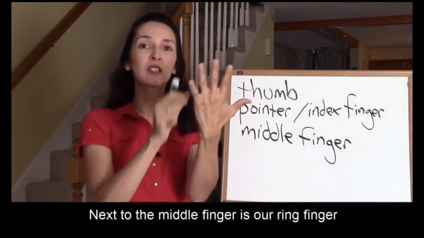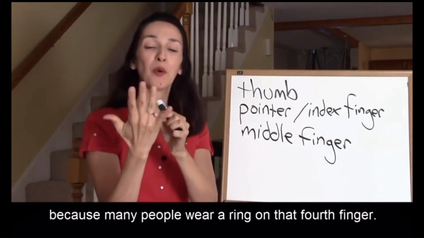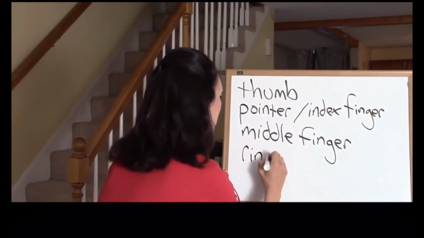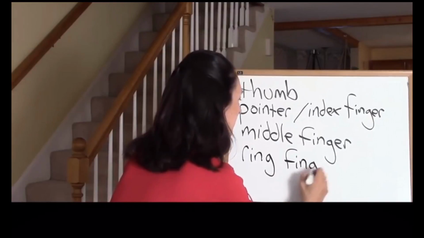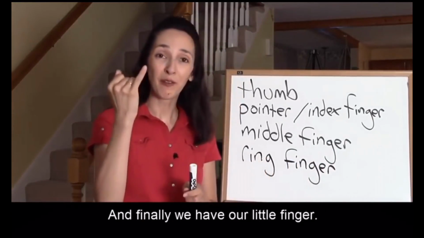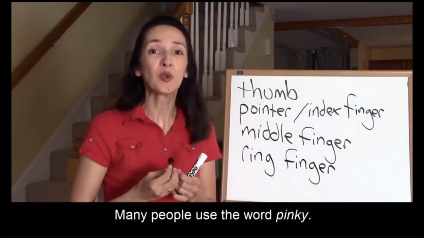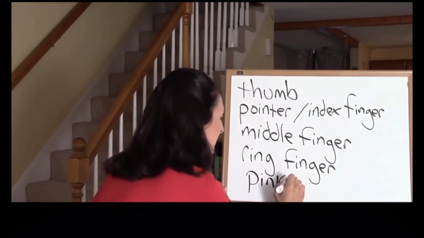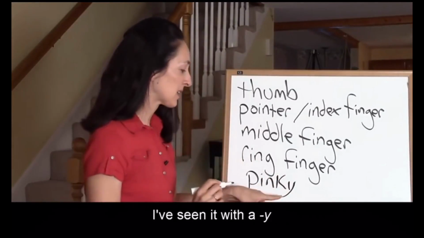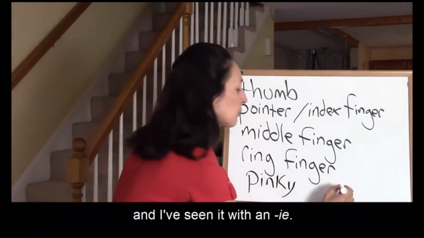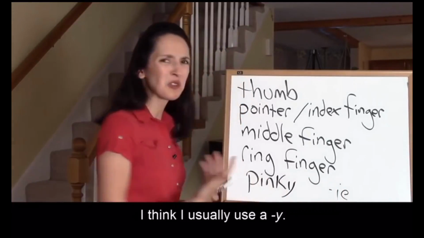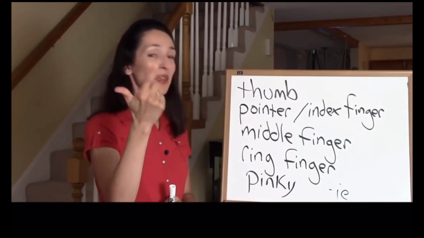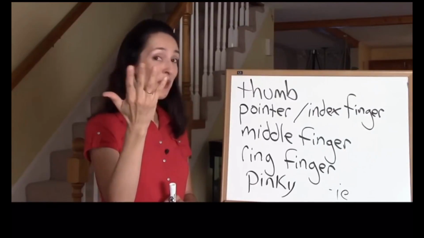Next to the middle finger is our ring finger, because many people wear a ring on that 4th finger. And finally, we have our little finger. Many people use the word pinky. I've seen different spellings. I've seen it with a Y and I've seen it with an IE. I think I usually use a Y. Thumb, pointer or index finger, middle finger, ring finger, pinky.